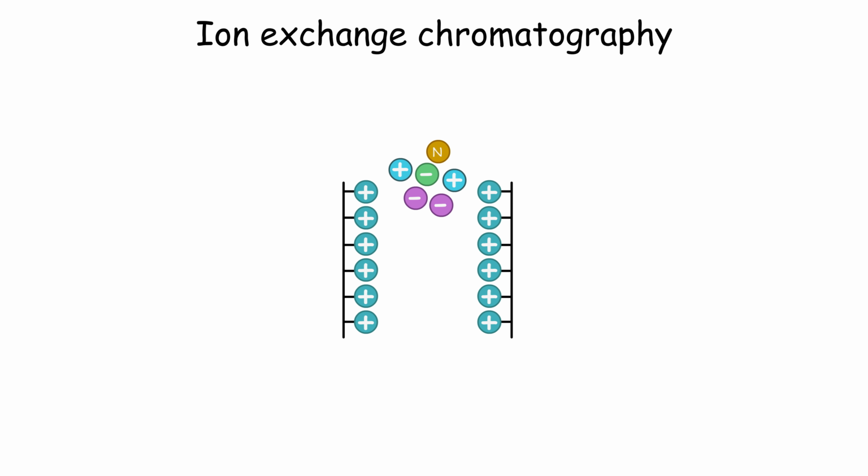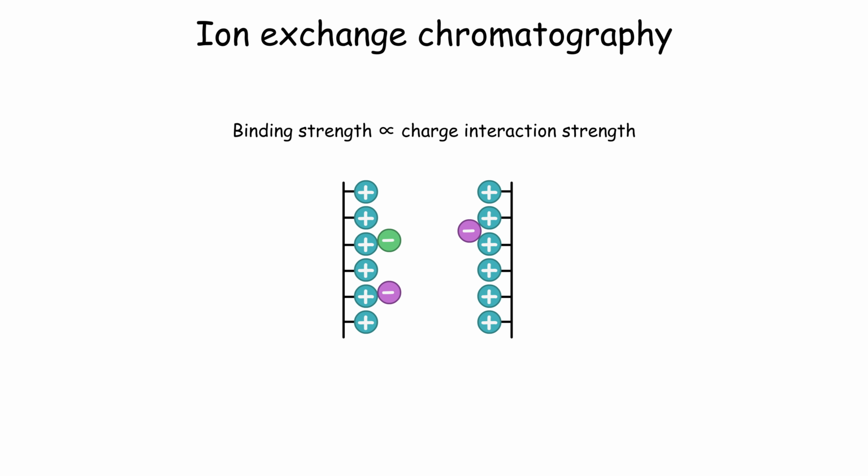So what happens is that when the sample enters the column, molecules with no charge and the same charge as the resin move straight through. But molecules with the opposite charge to the resin bind to the surface, and the strength of binding depends on how strong the charge interaction is. Weakly charged molecules bind loosely and come out earlier. Strongly charged molecules bind tightly and come out later.